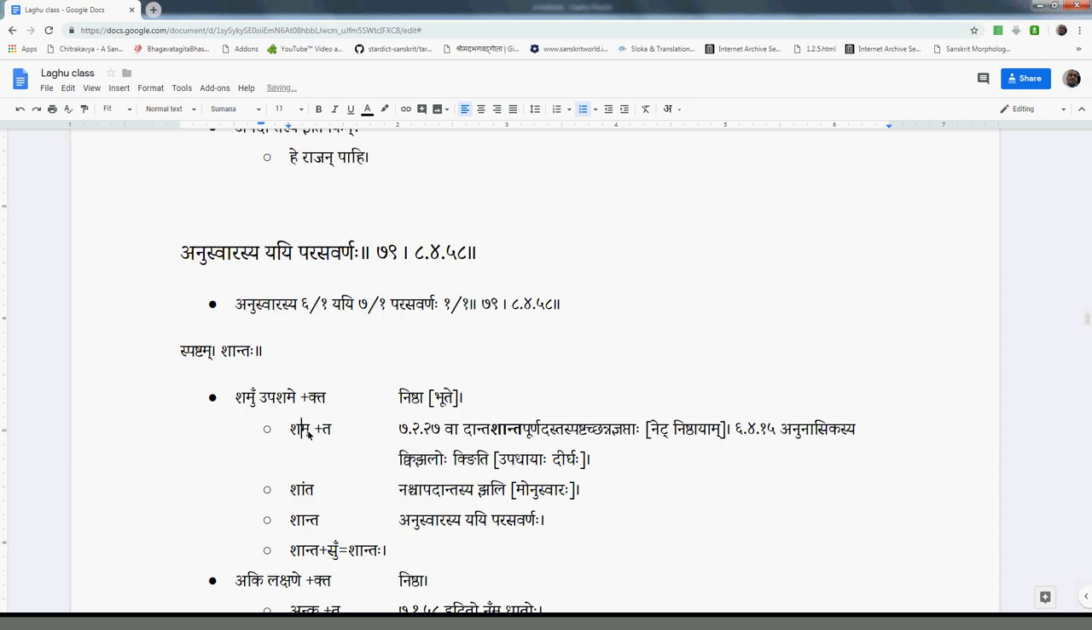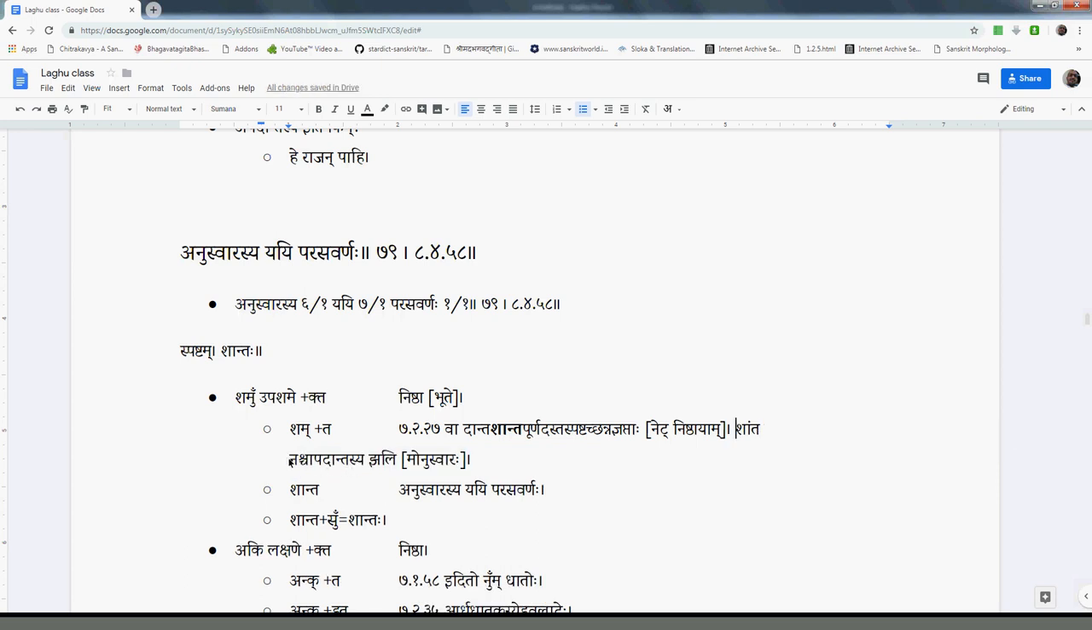Sham will, let's say sham. Sham here. This sutra should go later. So what happens is that then it says, nascha, by the sutra that we saw earlier, nascha apadantasya jhali mohanuswara, makarasya nakarasya ja apadantasya.